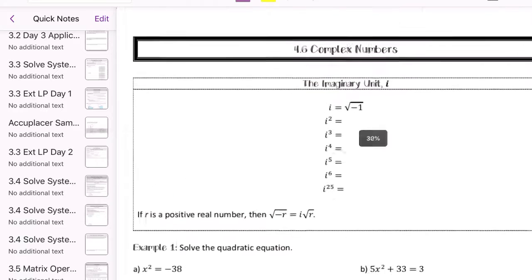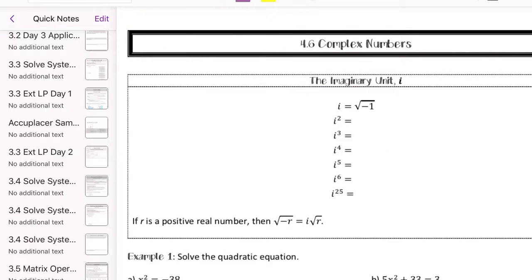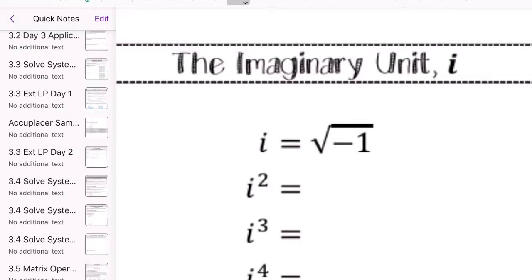So, i is the variable we give to imaginary numbers. Finally, a variable that makes sense. And i is defined to be the square root of -1. Well, the good thing about i is that you can do different things with it.